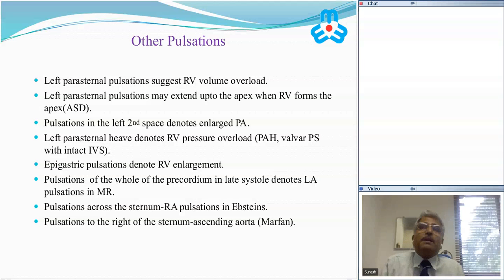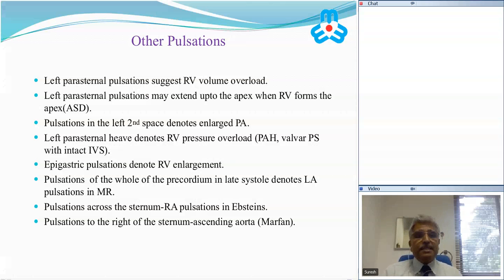So first we spoke of pulsations at the left sternal border, including the second space which denotes the pulmonary artery pulsation. Having noted that, you use your hand and see whether there is a left parasternal heave. It denotes an RV pressure overload, as would happen with pulmonary arterial hypertension, valvular PS, particularly with intact interventricular septum. In Fallot's tetralogy, you don't get a left parasternal heave because even though there is an RVOT obstruction, there is a large VSD which is decompressing the RV and preventing it from getting a progressive strain.